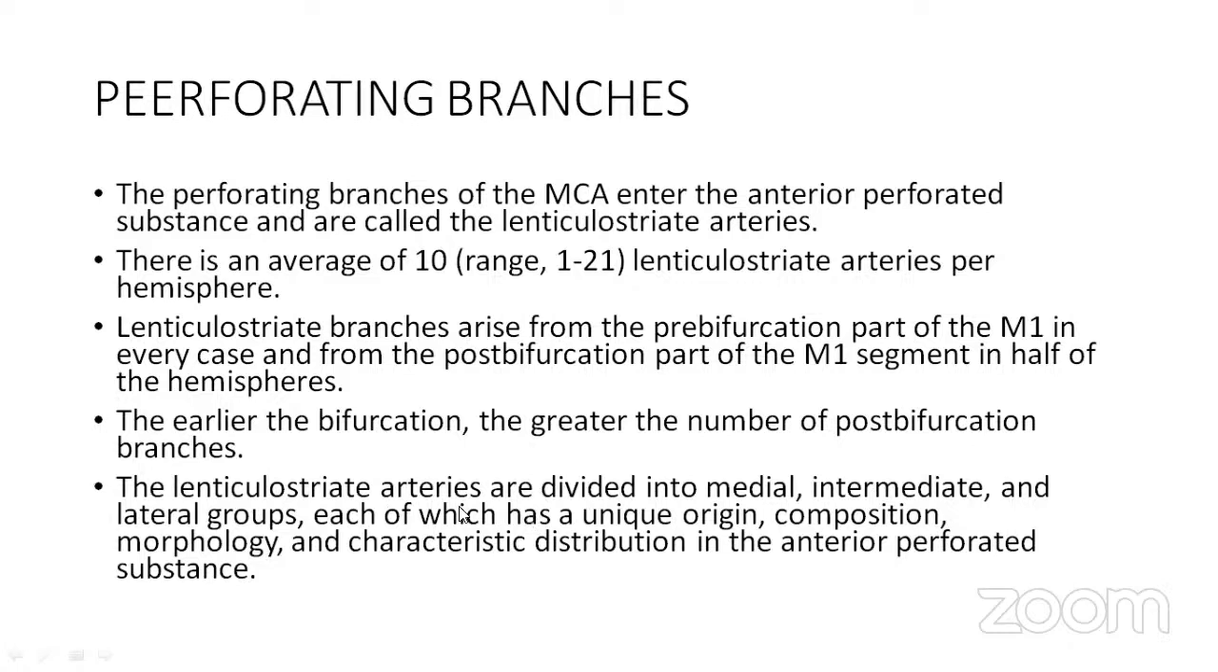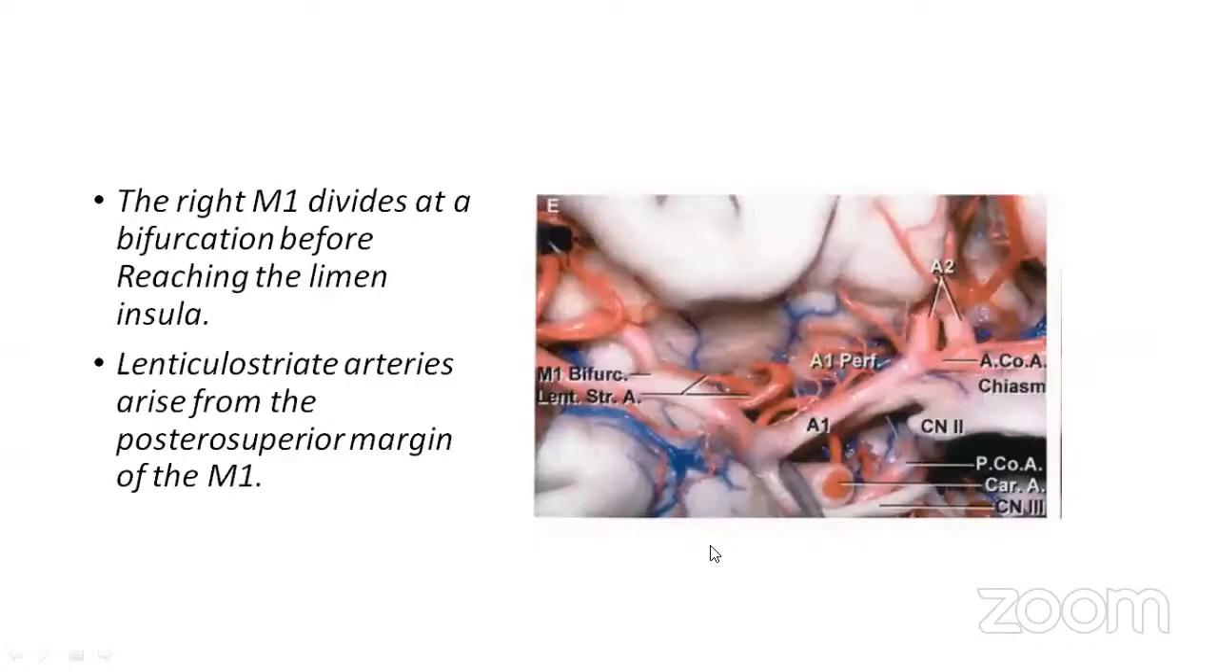The lenticulostriates are divided into medial, intermediate, and lateral groups, each of which has a unique origin, composition, morphology, and characteristic distribution in the anterior perforated substance, which would be dealt with in the anatomy of the anterior perforated substance.